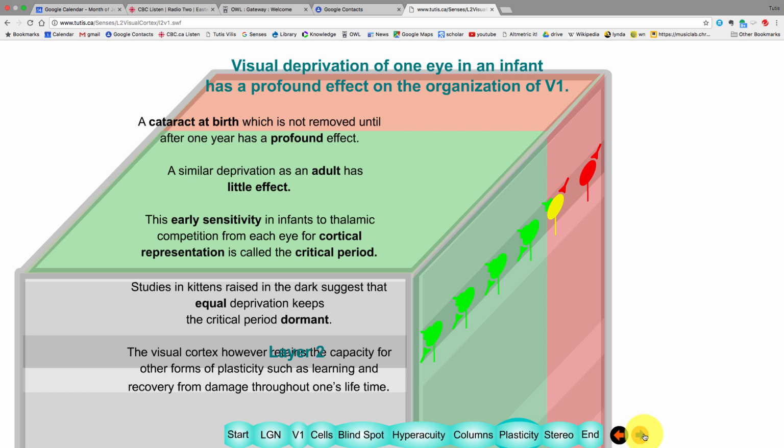Now, that doesn't mean that the visual cortex is totally without any plasticity. It can still be adapted later on, but not in terms of regaining one eye or the other eye if it has lost it.